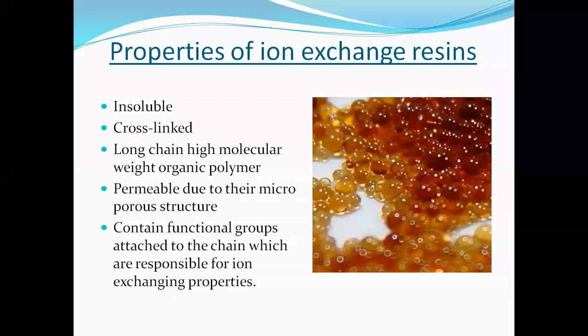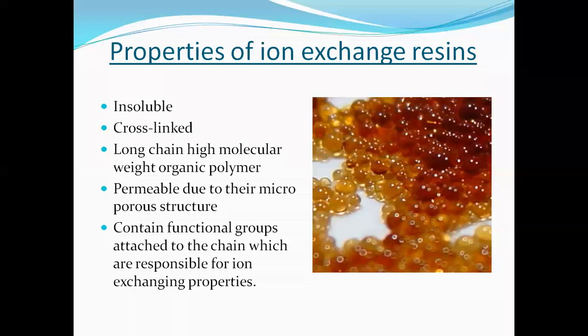So these are the properties of resins. They are basically cross-linked, long chain, high molecular weight organic polymers. They are insoluble in water. They are permeable due to their microporous structure. Then they contain some functional groups attached to the carbon chain, and because of that, they can exchange their ions.